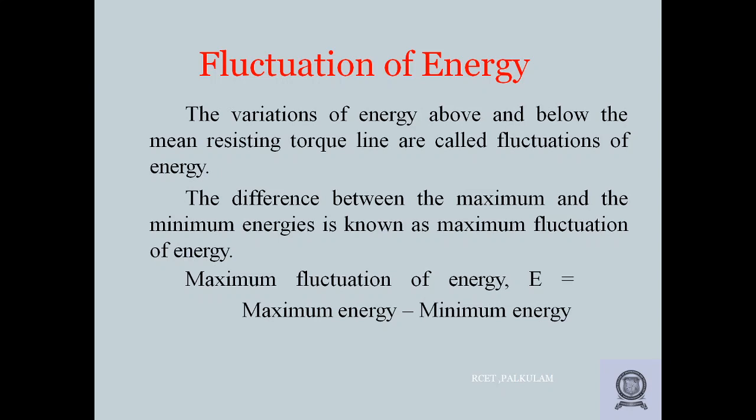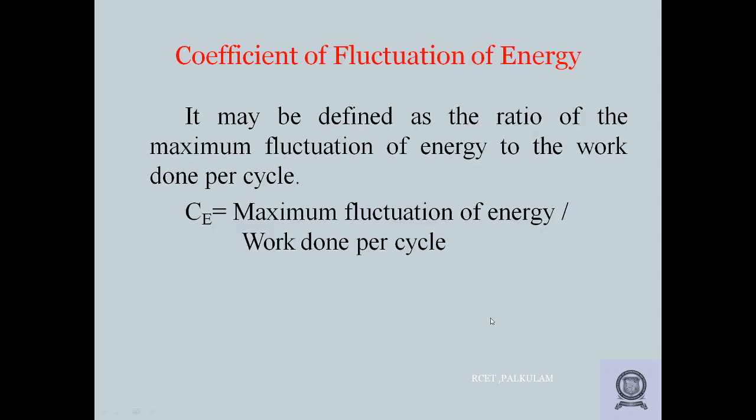Next is the fluctuation of energy. The variations of energy above and below the mean resisting torque line is called fluctuation of energy. The difference between the maximum and the minimum energy is known as maximum fluctuation of energy. E is equal to maximum energy minus minimum energy.